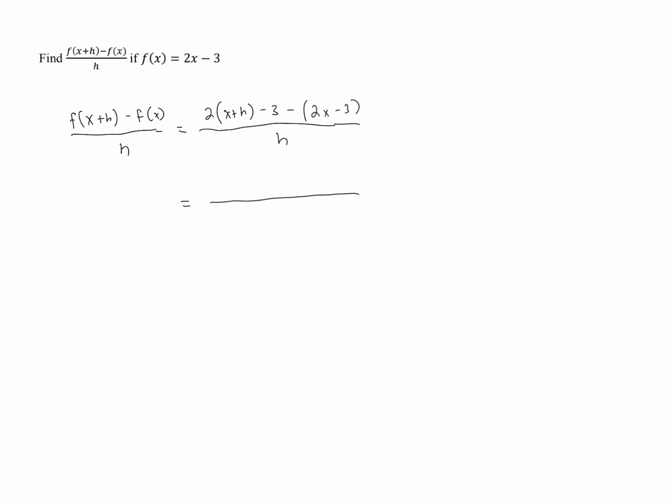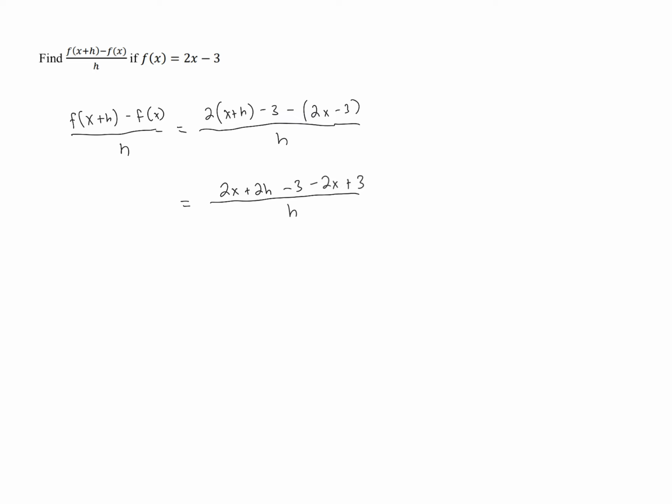Next up, I want to distribute in the numerator. When we distribute that 2, it's going to become 2x plus 2h, and then we have that plus 3. Then when we distribute this subtraction, that's going to become minus 2x, and minus 3. That's still all over h.